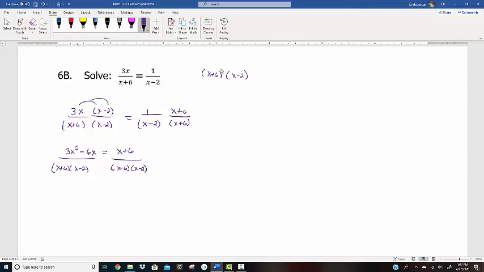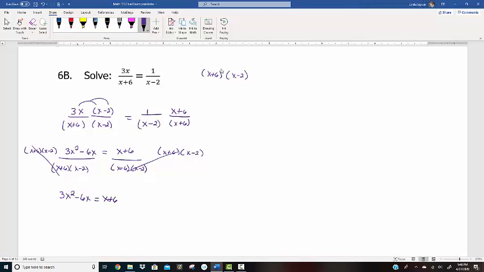Alright, so that means that I can actually cancel out the denominator. I would do that by multiplying both sides by the denominator. You see that this would be multiplied here and then divided. This will cancel out the bottom. This will cancel out the bottom. So then I am just left with 3x squared minus 6x equals x plus 6.